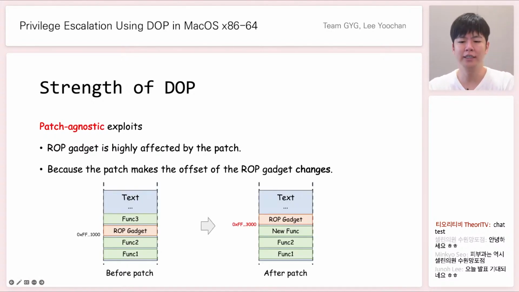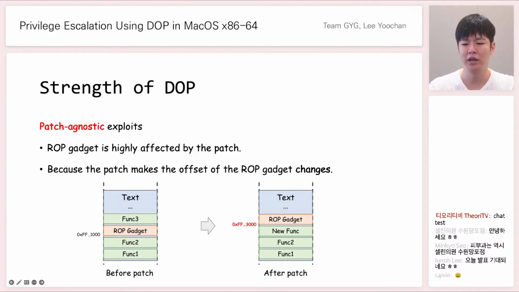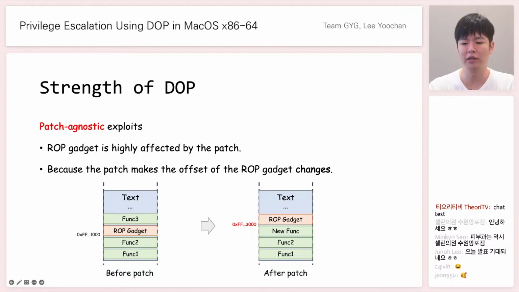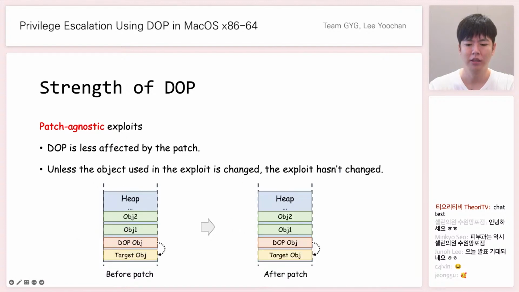The second strength is that DOP is a patch-agnostic exploit. As you know, ROP exploits are highly affected by patches. This is because a patch relocates the offset of the ROP gadget. On the other hand, DOP is less affected by patches. A DOP gadget is unaffected unless the patch changes the structure of the DOP gadget. This allows DOP to create patch-agnostic, reliable exploits.